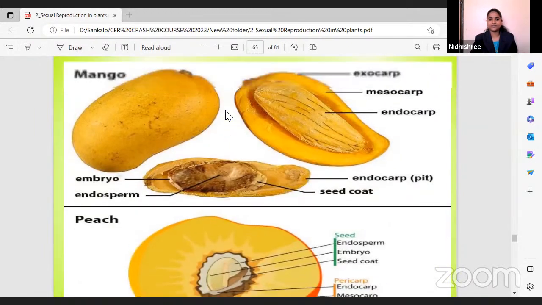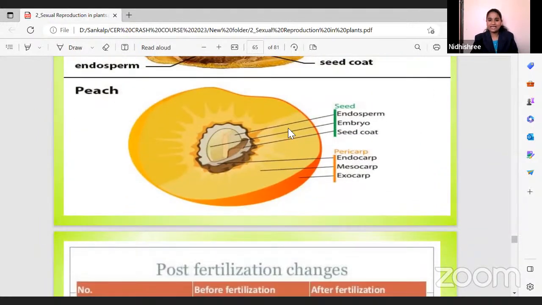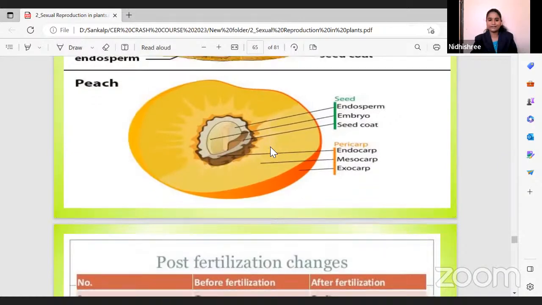Then the structure of a fruit: outer layer exocarp, middle layer mesocarp, inner layer endocarp. When we look at the seed, there are endosperm, embryo, and seed coat. This is the endosperm. Next, the embryo is inside. Then the seed coat, the outer layer.